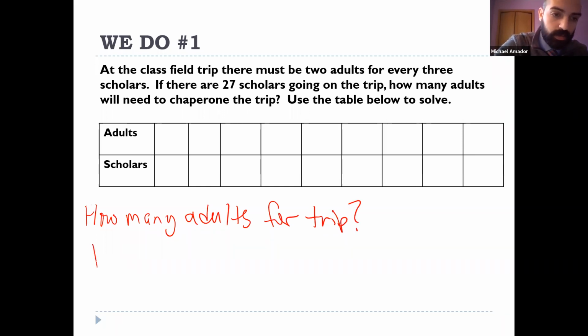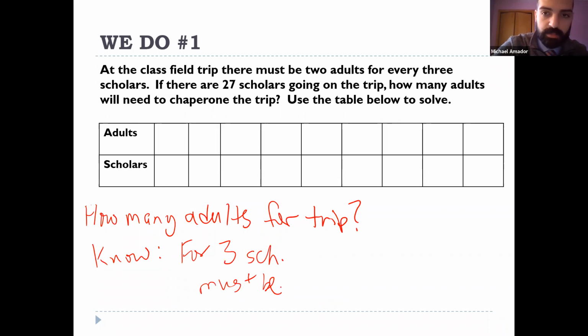So how many adults for the trip? Thank you, Lemuel. We know that for every 3 scholars, there must be 2 adults. So what should we do? What should we do first? Joseph, what should we do first with our table here?